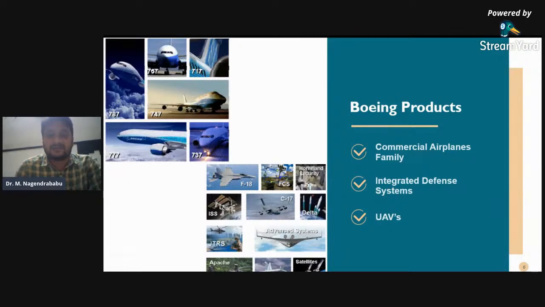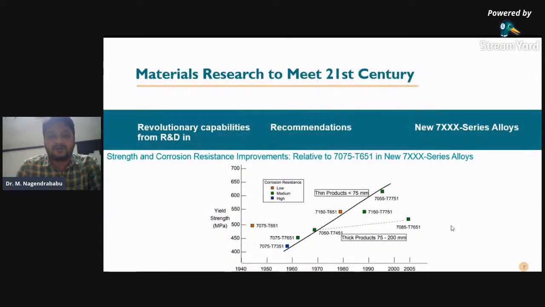integrated defense systems. Coming to the commercial airplane family, they have everything from the 737 to the 787, which is nothing but the Dreamliner. And the integrated defense systems include the F-18, Homeland Security, Delta, Apache, tankers, and even satellites. UAVs, unmanned air vehicles, are also in manufacturing.